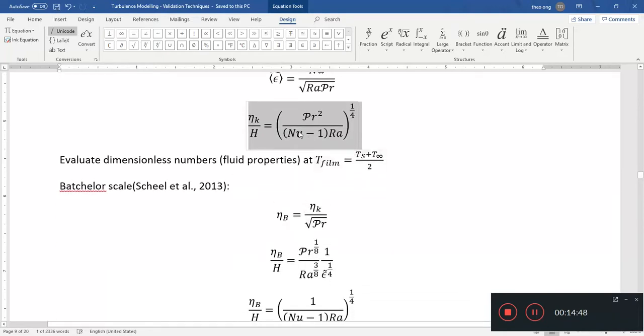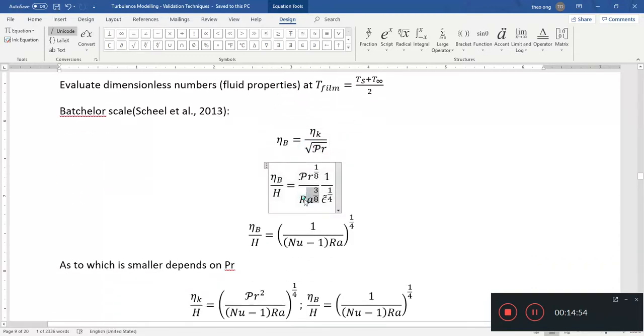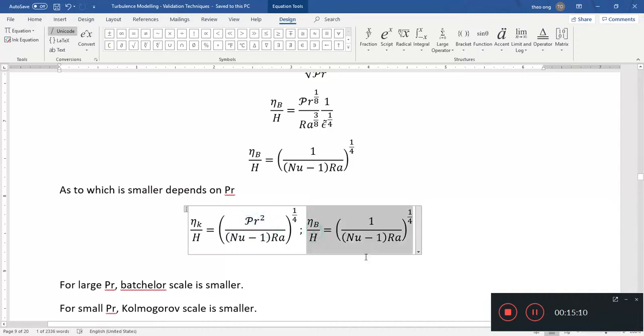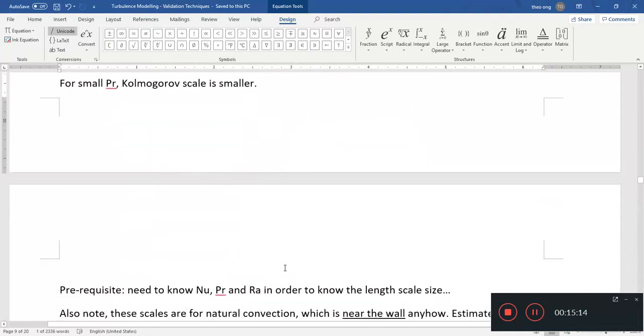And what is a Batchelor scale then? You just divide this by the square root of the Prandtl number, and then you will get this sort of relationship here. So as to which scale is smaller for natural convection, it very much depends on your Prandtl number. If your Prandtl number is very big, then your Batchelor scales will tend to dominate. Otherwise, your Kolmogorov scales will dominate.